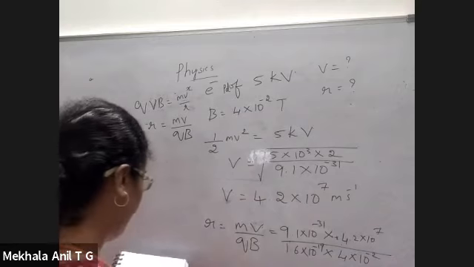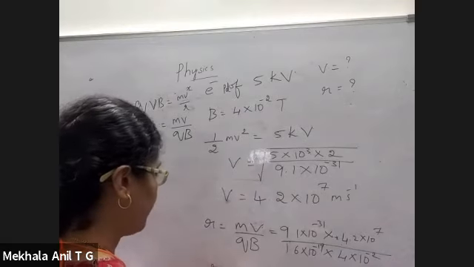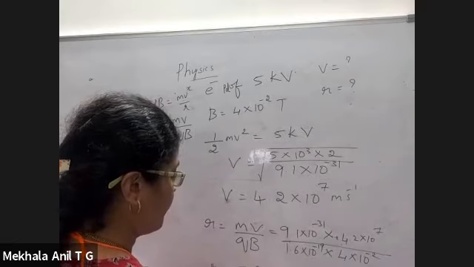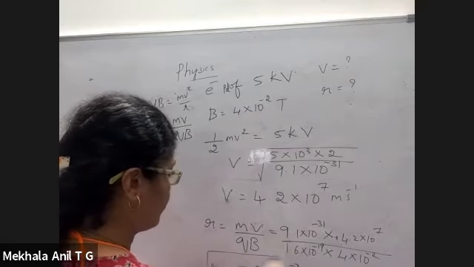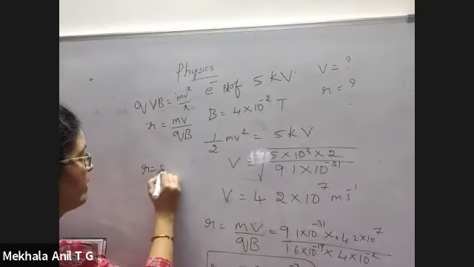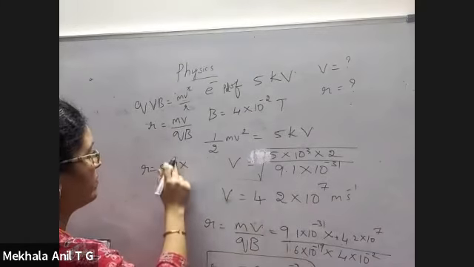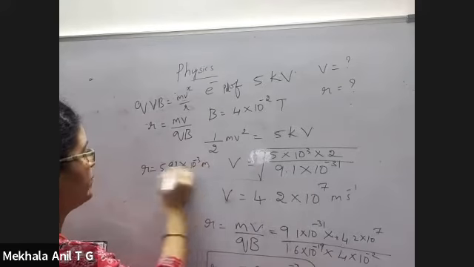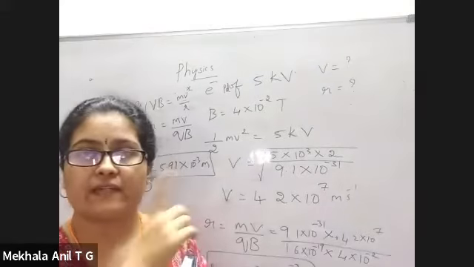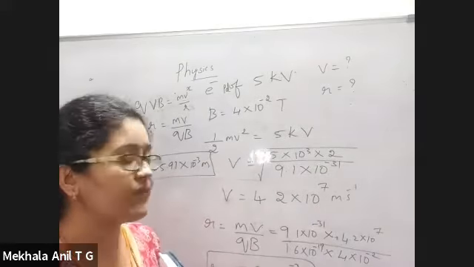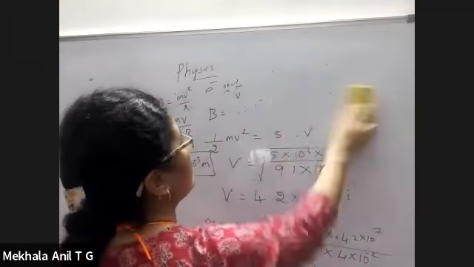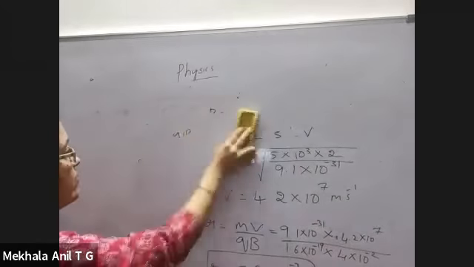So you will get the radius as 5.97 millimeter, or I will write 5.97 into 10 power minus 3 meter. So regarding the Lorentz force, this is one problem. And another problem, this one actually appeared in the AIIMS entrance. So this problem I want to discuss here.